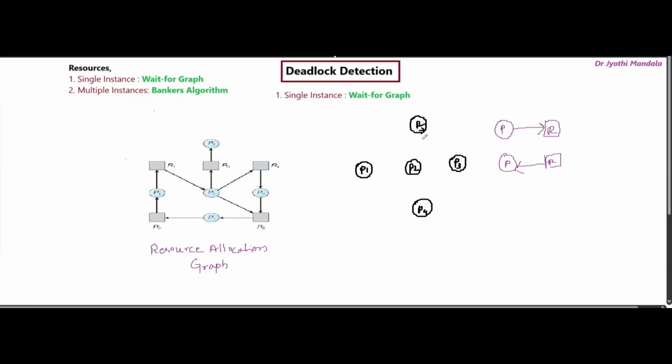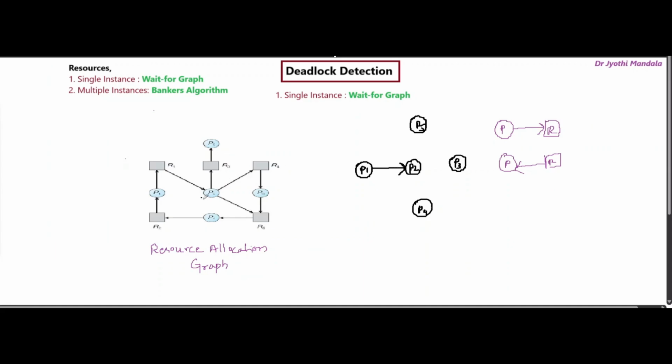Now we need to draw the edge between processes. Let us consider one example from P1 to P2, there should be an edge. Why? Because P1 is requesting R1 which is under the control of P2. So there is an edge between P1 and P2. So in wait for graph, P1 is waiting for a resource which is under the control of P2. Like that it represents. Got it?